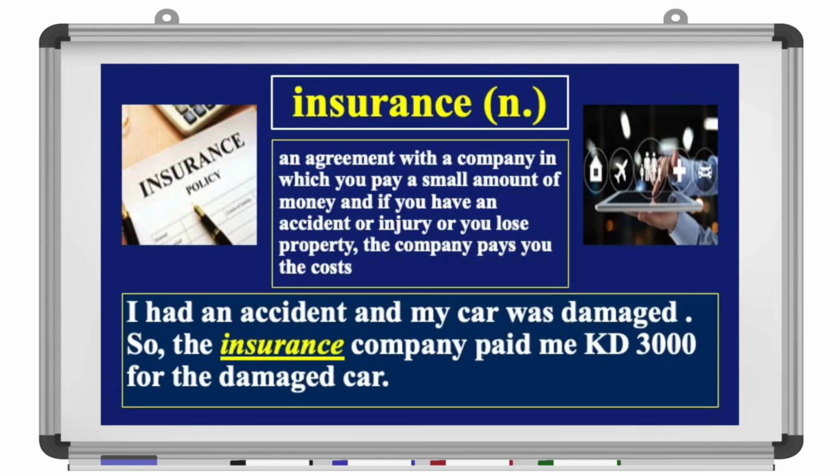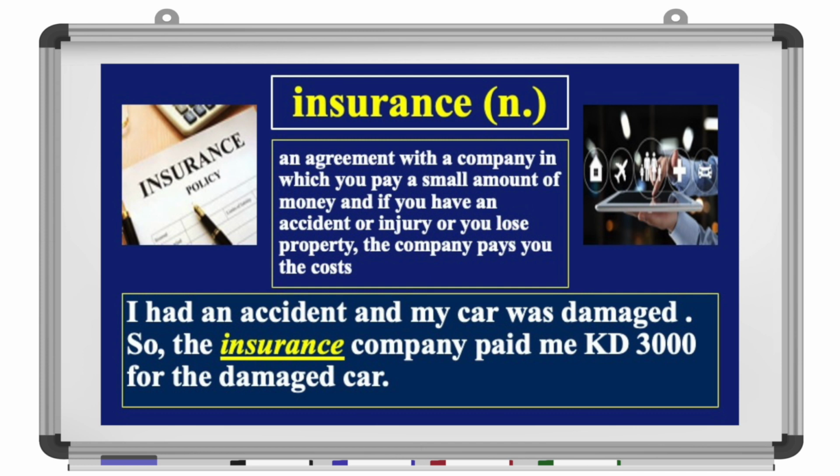We have the next word, which is also about financing or bank management, which is called insurance. What is insurance? It's a noun, an agreement with a company in which you pay a small amount of money, and if you have an accident or an injury or you lose property, the company pays you the cost. It pays you some of the costs. For example, I had an accident and my car was damaged, so what do? The insurance company paid me 30 KD for the damaged car. This is what we call insurance.